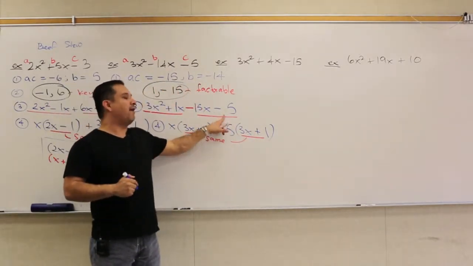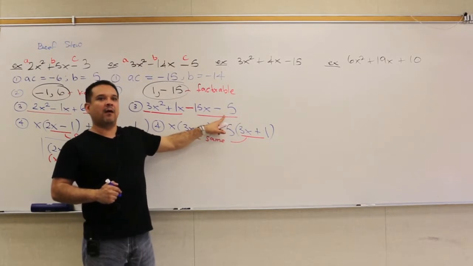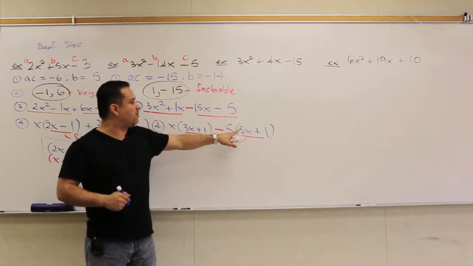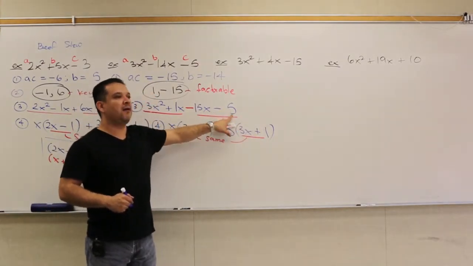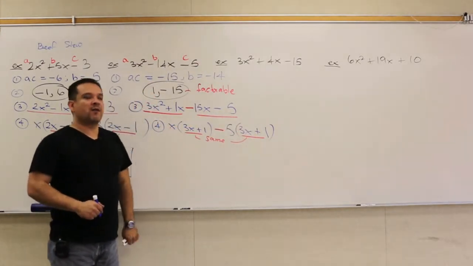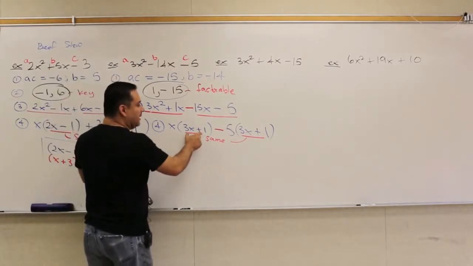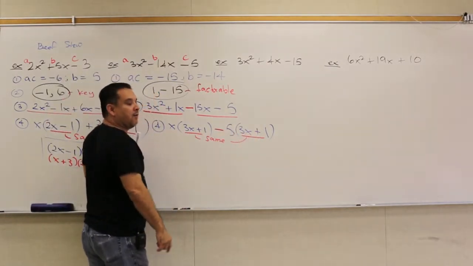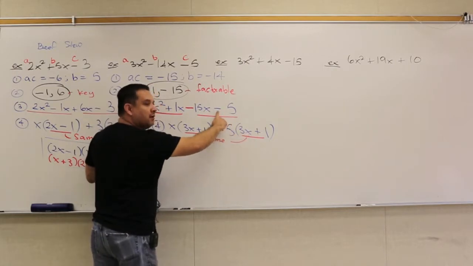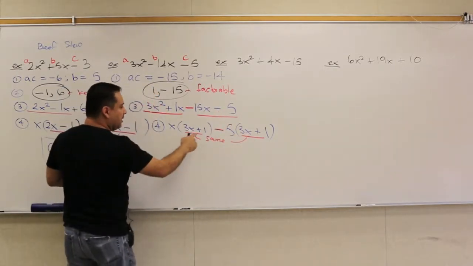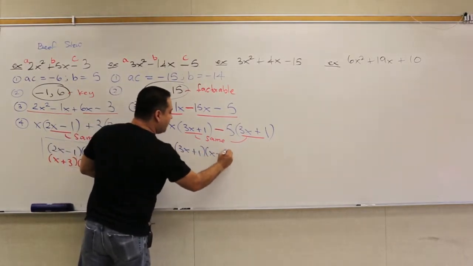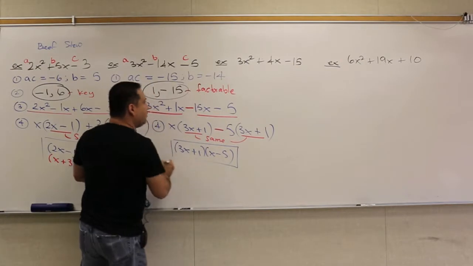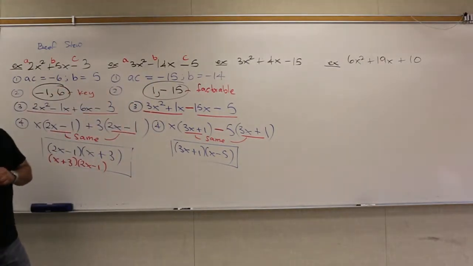You go, but wait a minute here. I see a negative 5 up here. That's true. Because negative 5 times 3x is negative 15x. But negative 5 times positive 1 is negative what? 5. Is that true? So ladies and gentlemen, it is the what? Same. Because a negative times a positive is still what? Negative. So now you got the common term 3x plus 1 times an x minus 5. You have what? You factored. All right, you guys okay with this one?